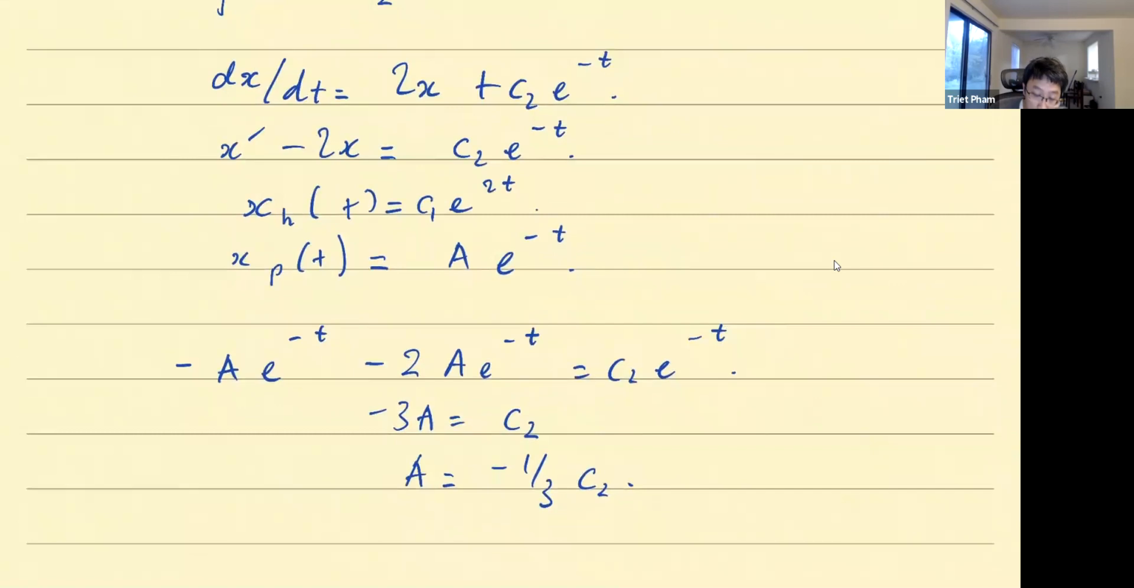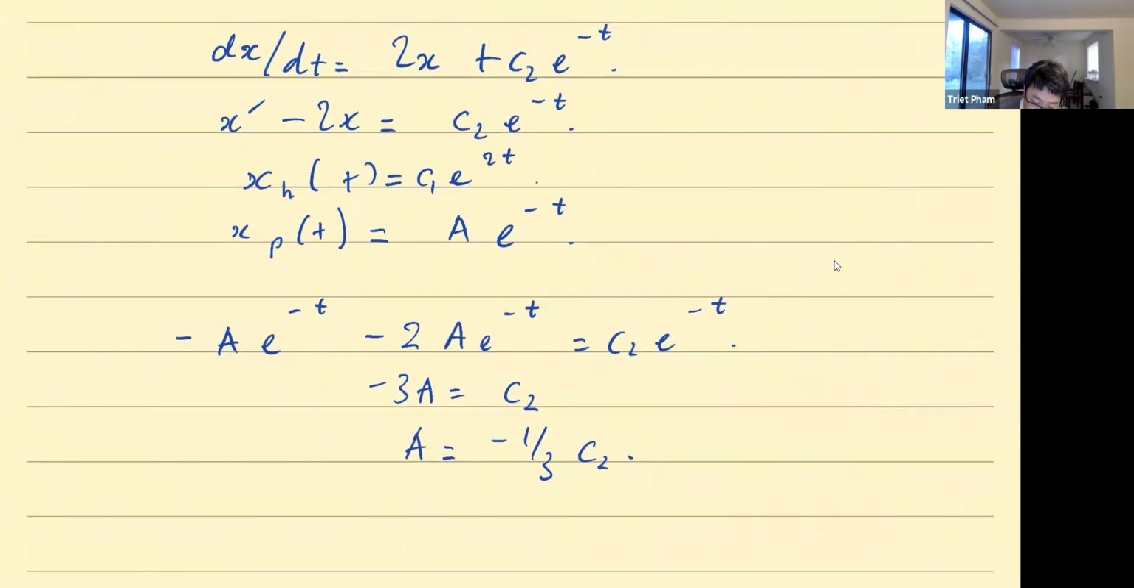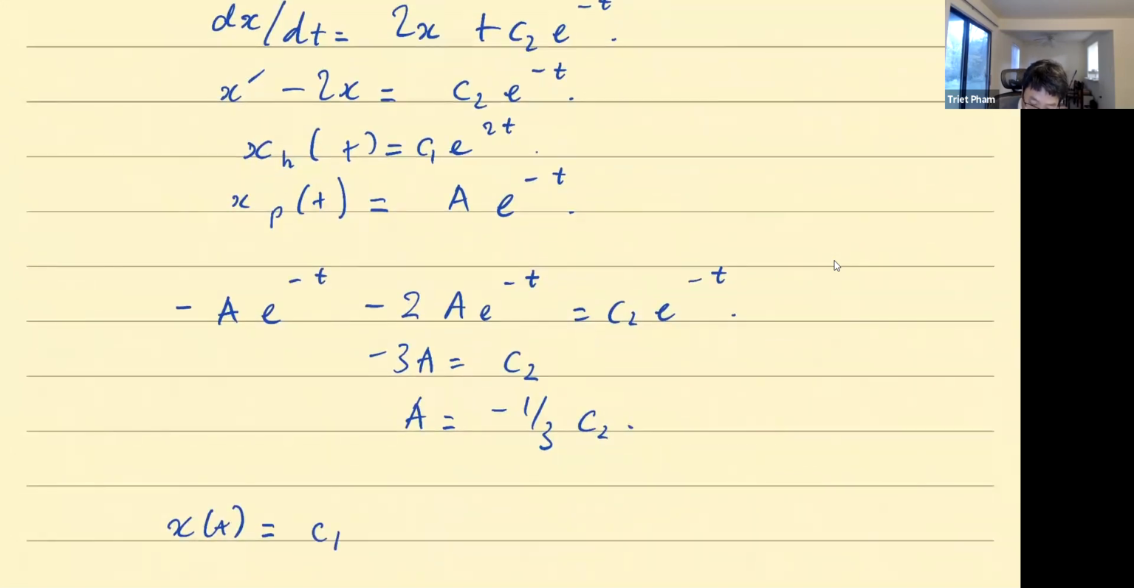Okay, so basically then, this is what I mean by C2 being treated as exogenously given in terms of the equation given in x. So you solve for the undetermined coefficient in terms of C2. So the solution will be something like x of t is C1 e to 2t minus 1/3 e to the minus t, 1/3 C2.